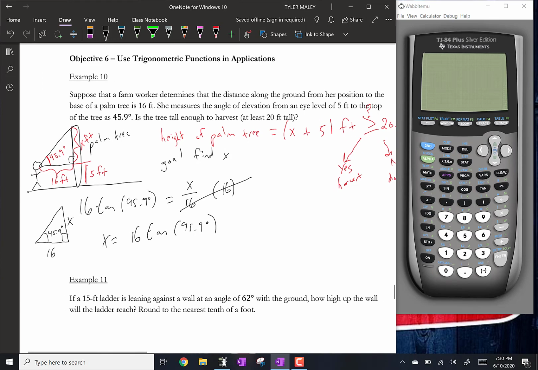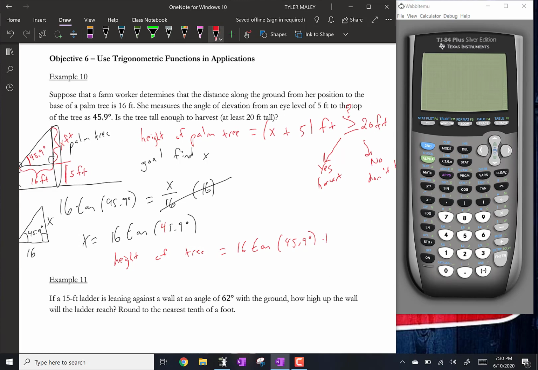So then the height of the tree is going to be equal to 16 tangent of 45.9 degrees plus 5, and that answers in feet, right?